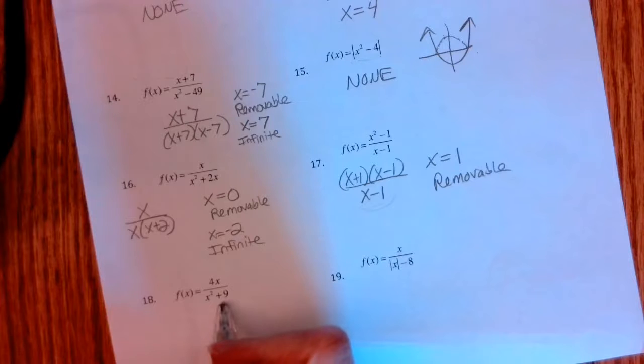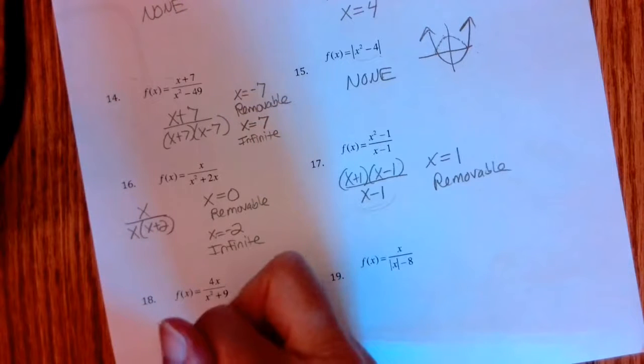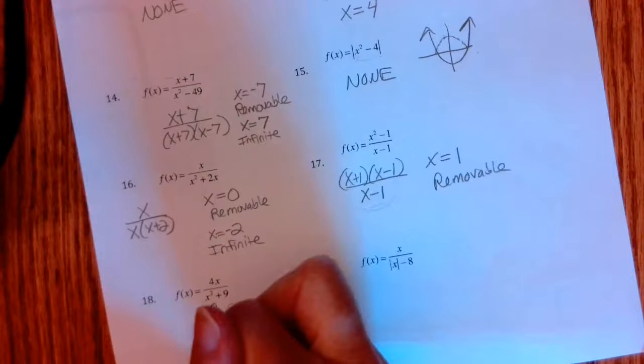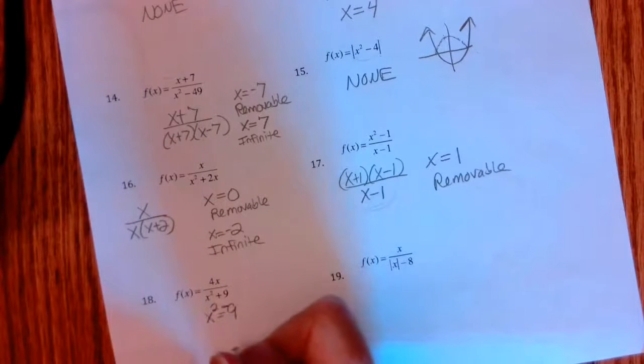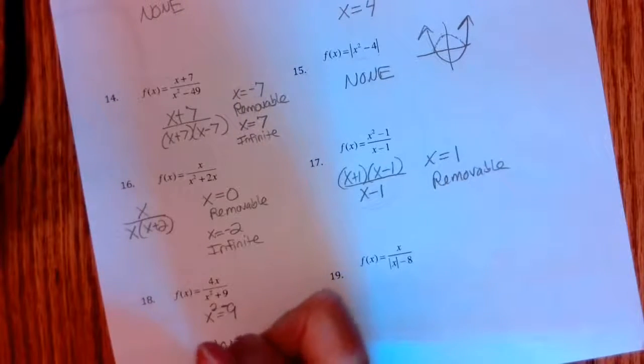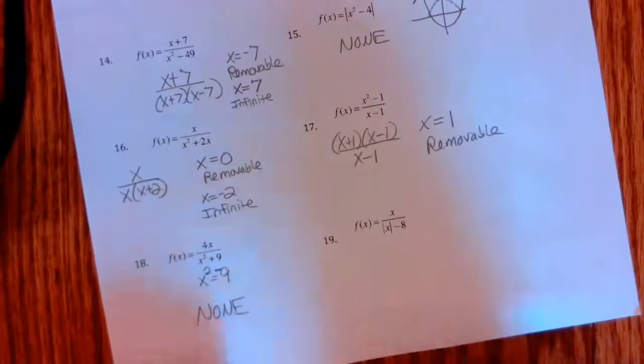x squared plus 49 is different than x squared minus 49. If you have x squared plus 9, and I solve it equaling 0, I get x squared equals -9, and I can't take the square root of a negative number. This graph does not have any discontinuities.